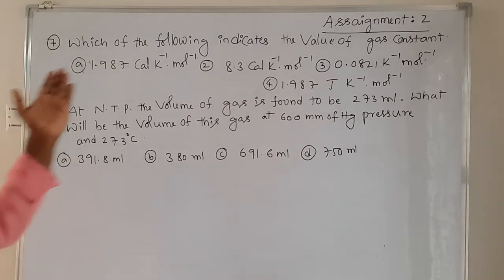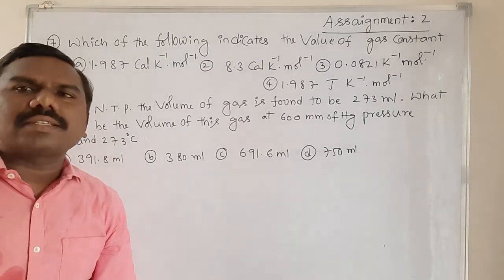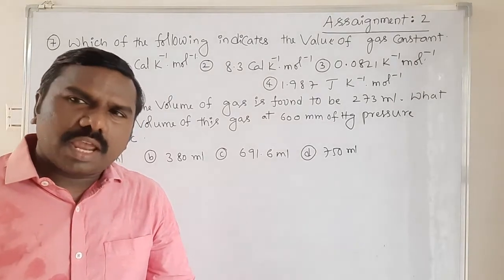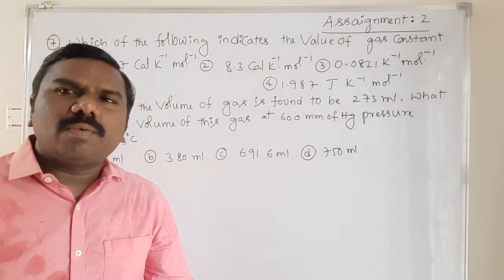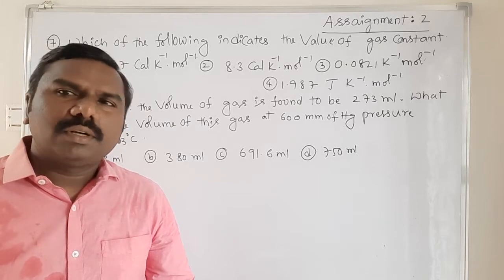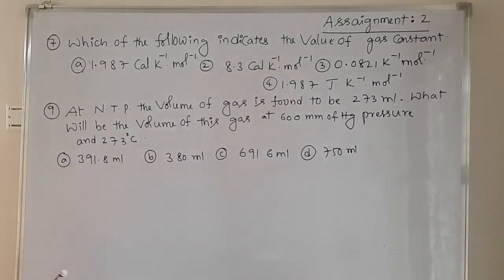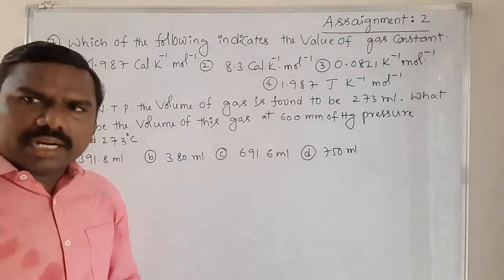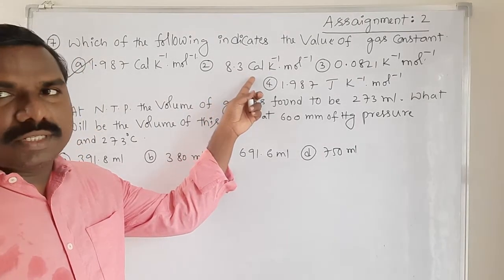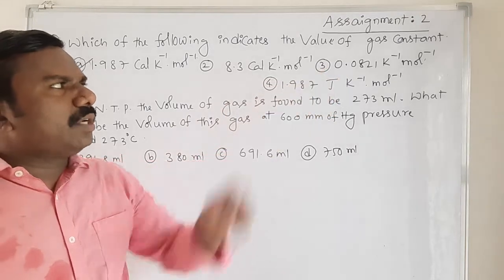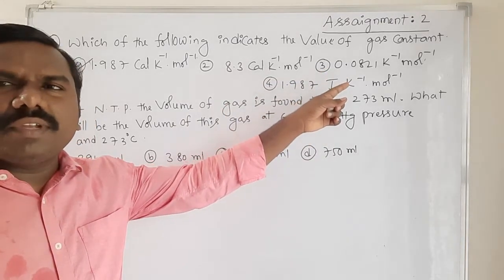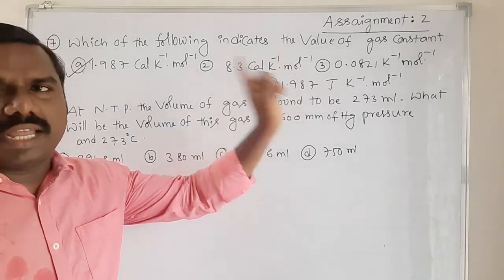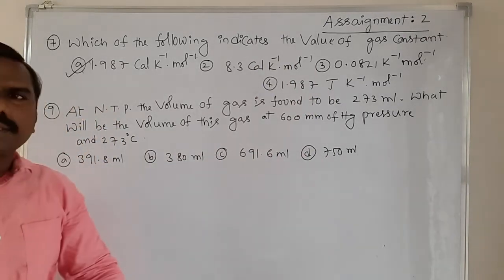Okay, next bit. Which of the following indicates the value of the gas constant, R value? R value is 1.98 calories, 8.314 joules, 0.0821 liter atm. We know these values already. 1.987 calories per Kelvin per mole. The correct answer: 8.3 joules it is, but they gave calories. And 0.0821 liter atm, but they gave Kelvin and mole only. 1.987 joules is given, but it's not joule, it's a calorie. So the right option is option A, correct, students.